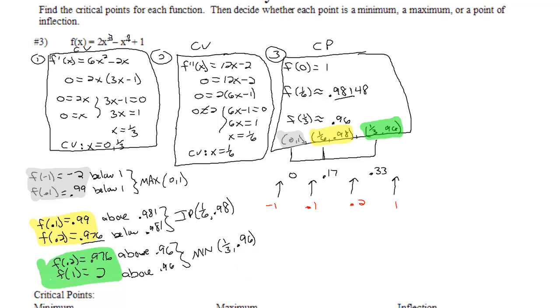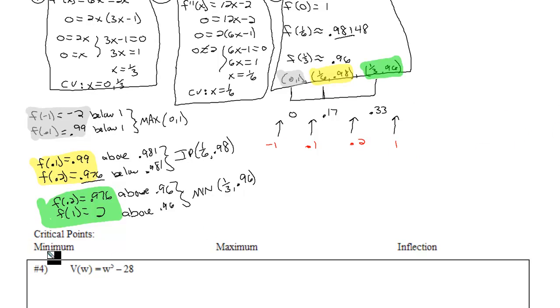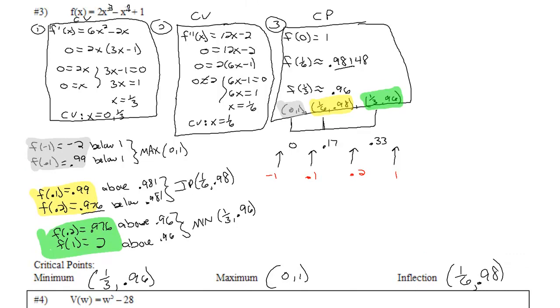So let's transfer these answers down here. Be careful to put them in the right spots. Minimum: 1/3, 0.96. Maximum: 0.1. Inflection point: 1/6.98. Now I told you at the beginning I knew these were the right answers before we even did the problem. You can do the same. It's pretty simple.